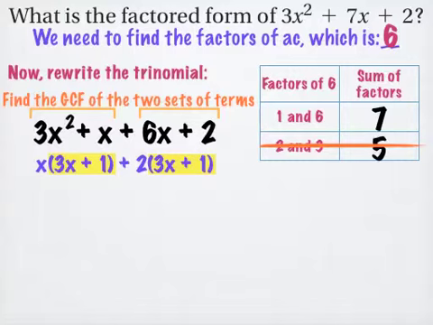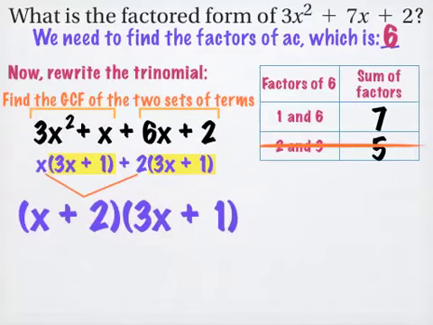Now I'm going to do the opposite of the distributive property. I need to take my terms in front of the 3x plus 1, my x and my 2, and combine them to create a new binomial, x plus 2. And then I'm going to leave the binomial 3x plus 1 alone. So I'm going to have x plus 2 times 3x plus 1.